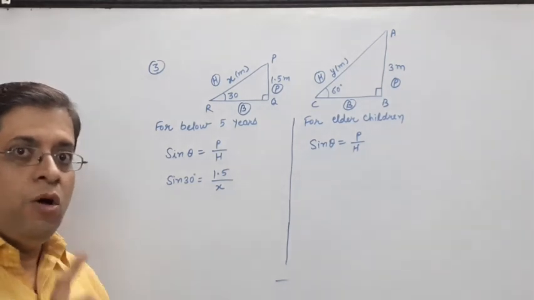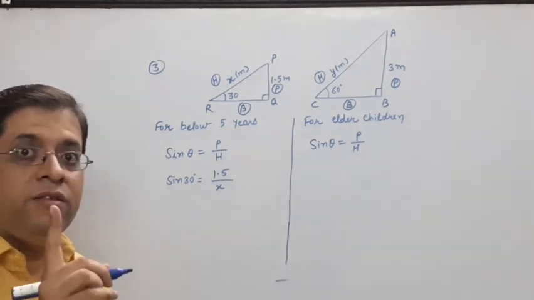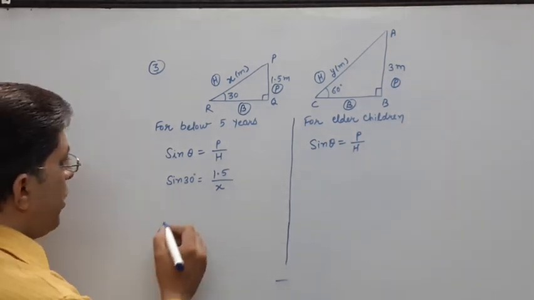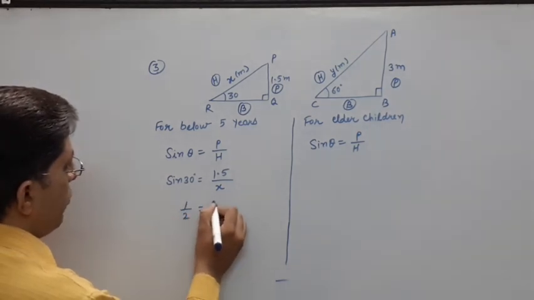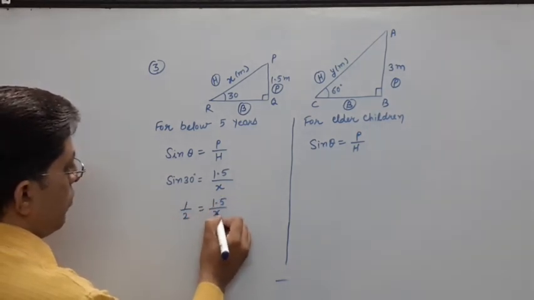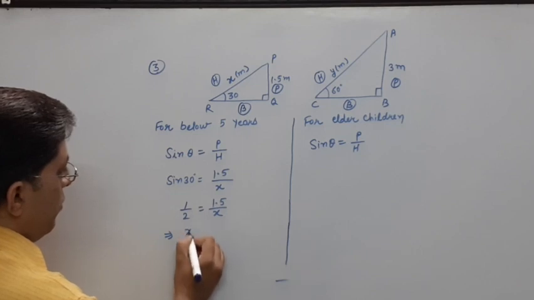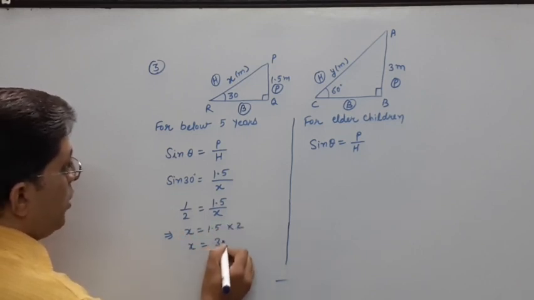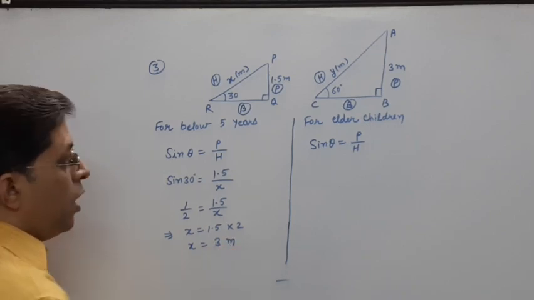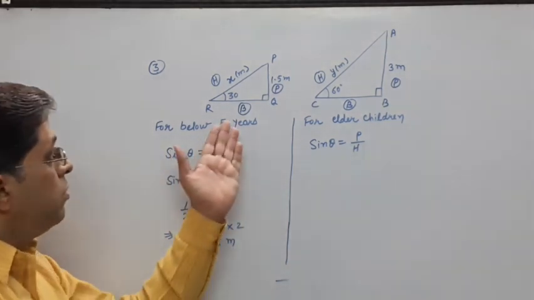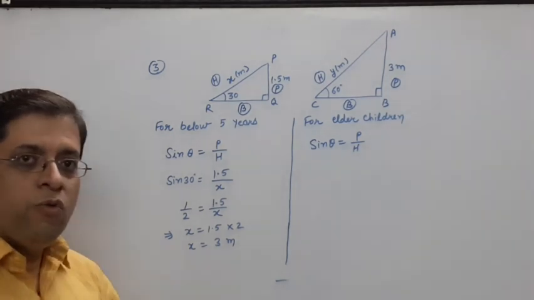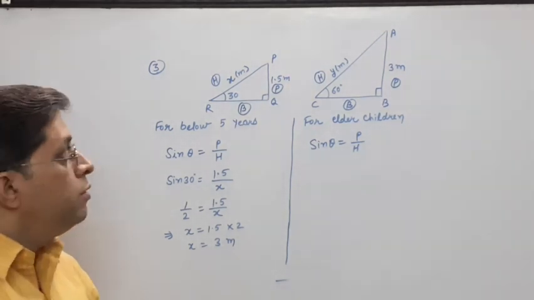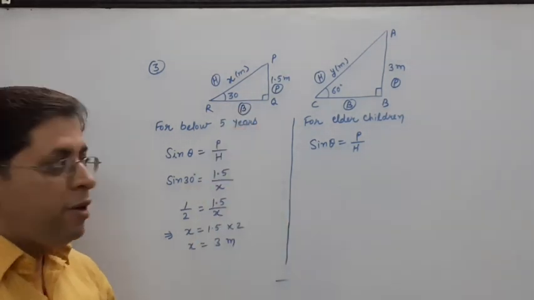Clear? Now what is sine 30°? Sine 30° is 1 by 2. Then take cross multiplication: 1.5 into 2. This will be 3 meter. The hypotenuse of this slide for below 5-year children is 3 meter.